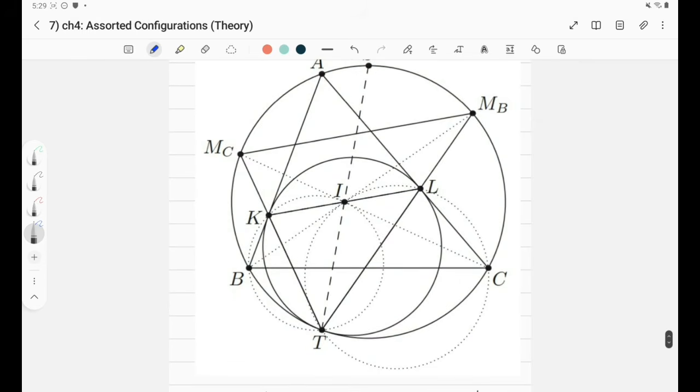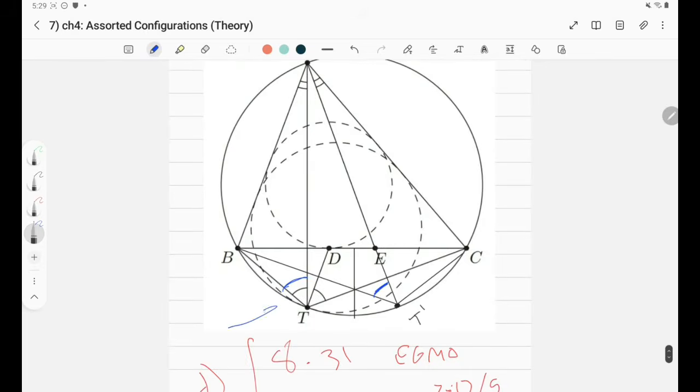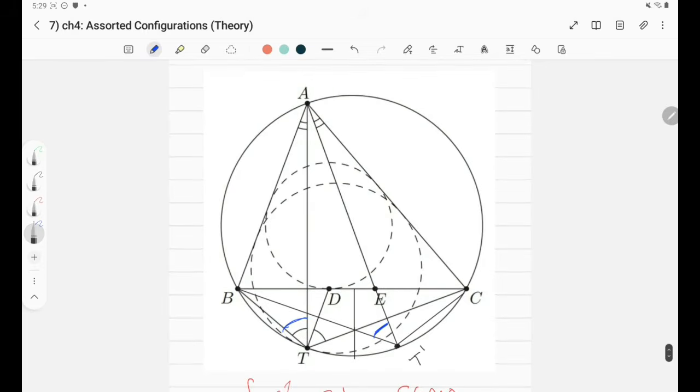And we know, of course, we have this parallelism here. KL is parallel to MBMC. And we also have this nice thing. To get T, just get AE and draw the line isogonal to it, and you get T. And we also have another isogonality from the triangle BTC. If you have T, then TA and the line from T are isogonals as well.